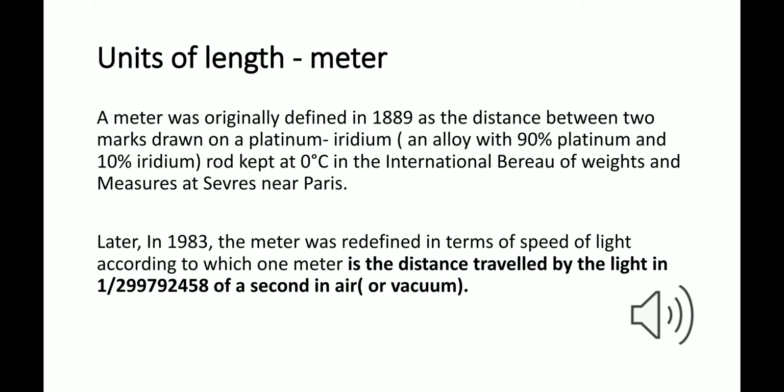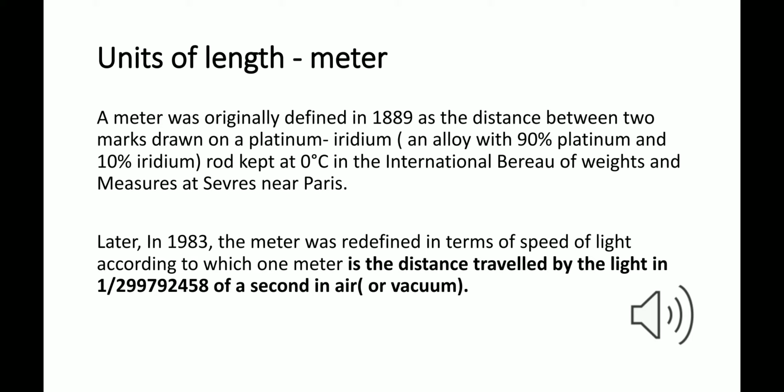Then later on it was defined as 1650763.73 times the wavelength of a specified orange-red spectral line in the emission spectrum of krypton 86. So emission of krypton 86 was done, the orange-red spectral line was seen, and 1650763.73 times that wavelength was taken as 1 meter.